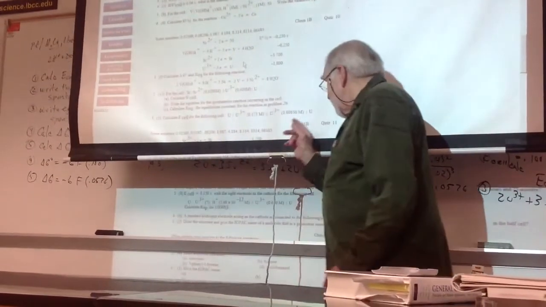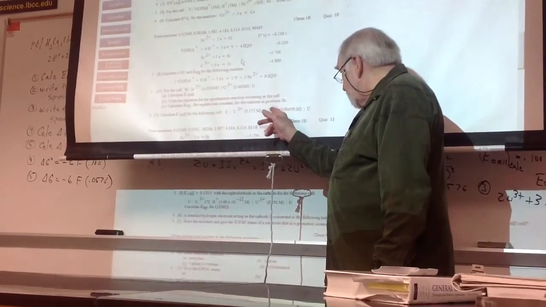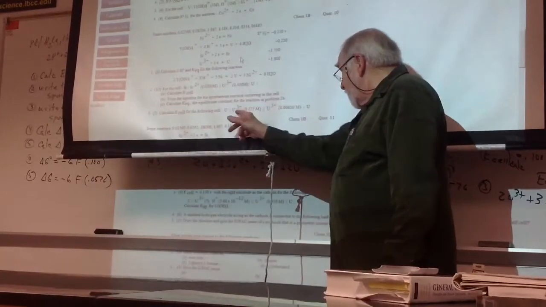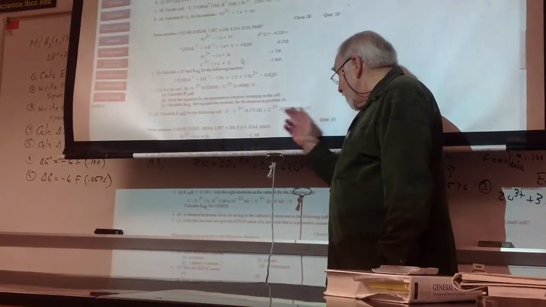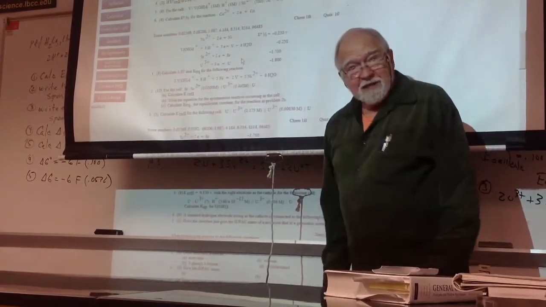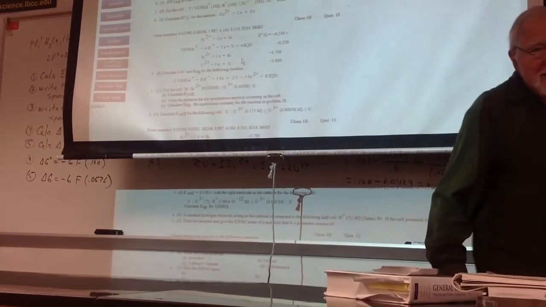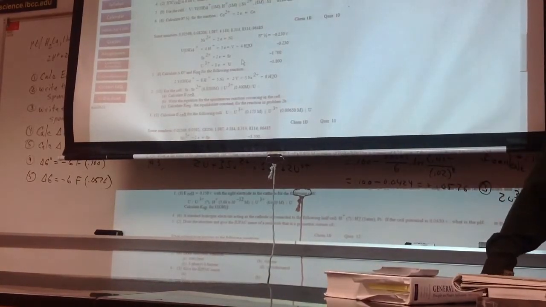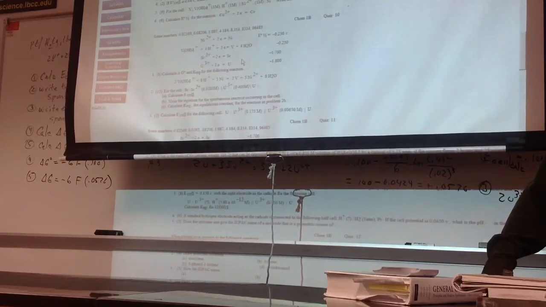Right here. Now notice at standard states, this would be U3+ 1 molar, U3+ 1 molar, uranium, uranium. What would delta E0 be? At standard states, each side is exactly the same, so delta E0 is 0.